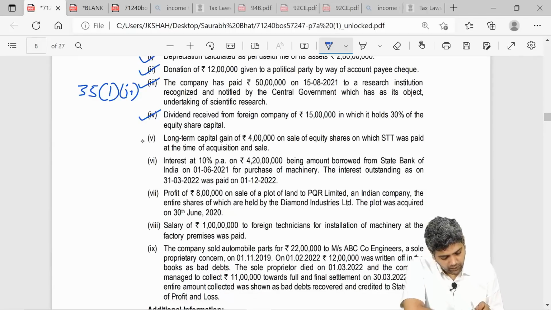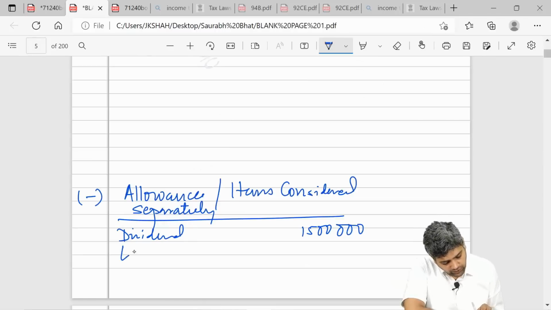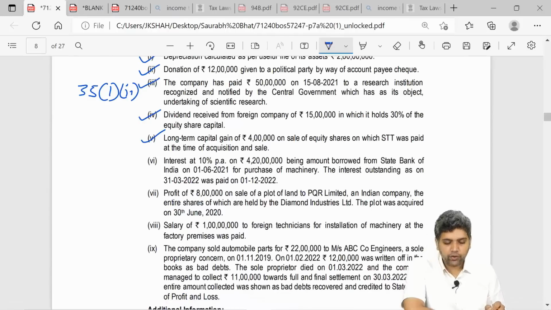Then they say long-term capital gain of 4 lakhs on sale of equity shares on which STT was paid at the time of acquisition as well as sale. So this again would be going under the head capital gain. So I'll reduce it from my business income.